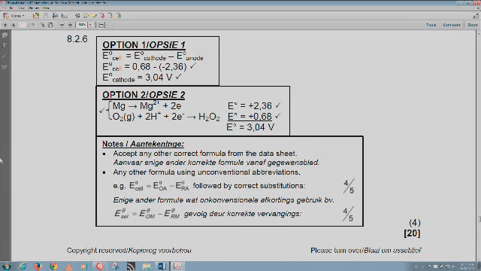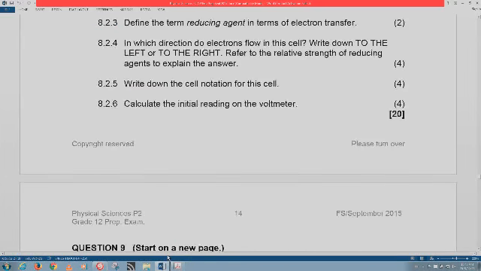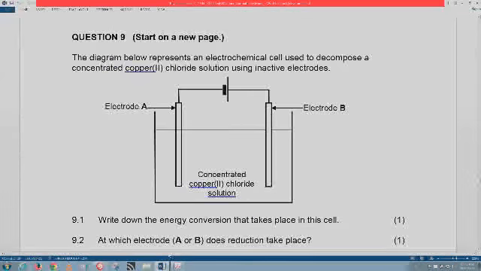And that was question 8. Now let us quickly go to question 9. The diagram below represents an electrochemical cell used to decompose a concentrated copper 2 chloride solution using inactive electrodes. Write down in 9.1 the energy conversion that takes place in this cell.